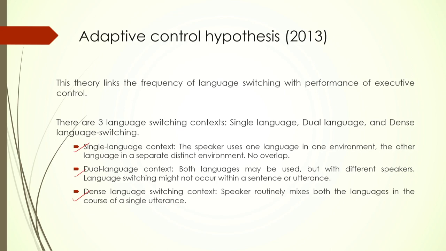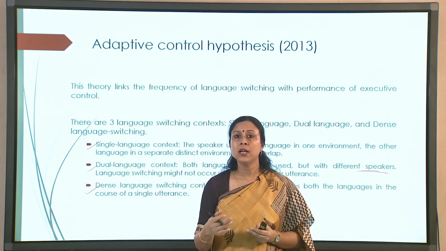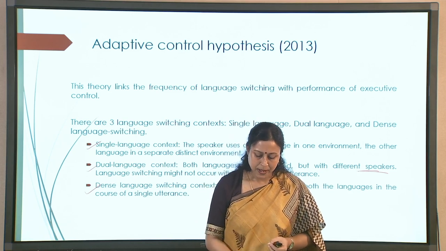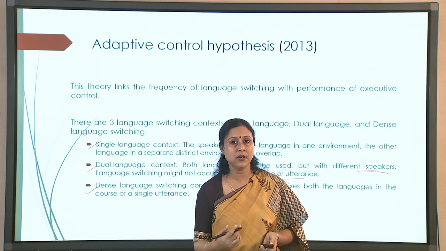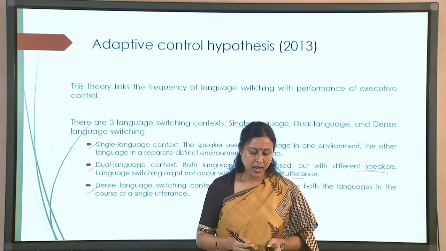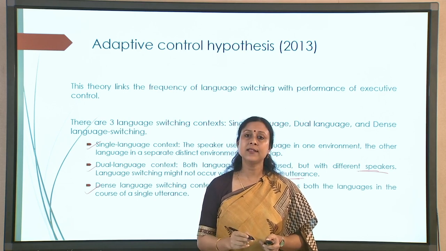The other is called the dual language context, where both languages can be used but with different speakers. So language switching here is not dependent on context, but on speakers, that is, who the conversation partners are. It is not dependent on area, but on different participants. So switching may not occur within a sentence or an utterance. What happens in this case is that one has to be constantly alert for any cue in the environment on the basis of which one might need to change. And then there is the dense code switching context.